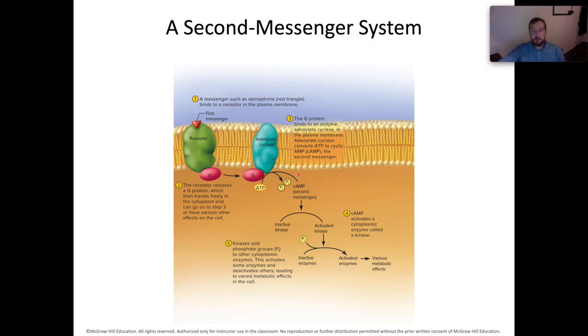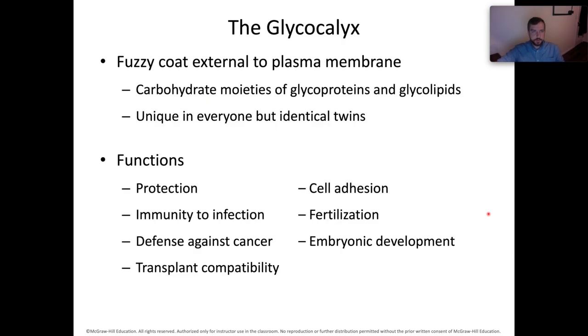You do not have to memorize this specific GTP or G protein coupled receptor mechanism. I'll give you something on the exam, probably that you've never seen before, but you should just be able to identify what the primary and the secondary messenger is based on those concepts. All right, so that's enough on the plasma membrane.